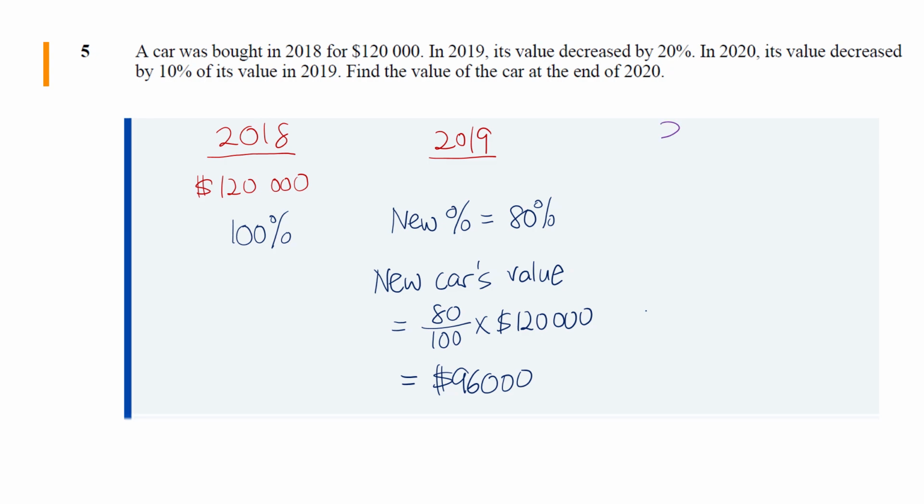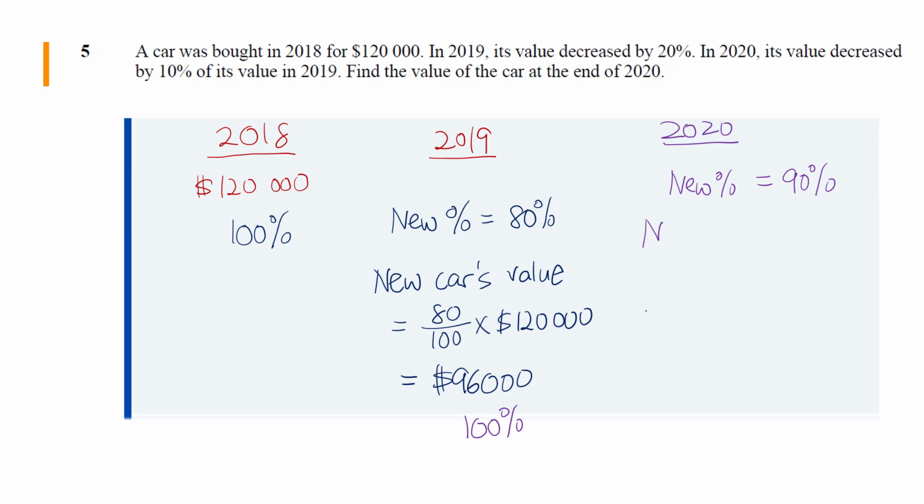So now we're going to find the value at 2020. At 2020, the value at 2019, your 96,000, is equal to 100%. Because now you're comparing 2020 with 2019, so 2019 becomes the original value already. The original value is always taken as 100%. So it says it decreased by another 10%. So the new percent in 2020 would be 90%.